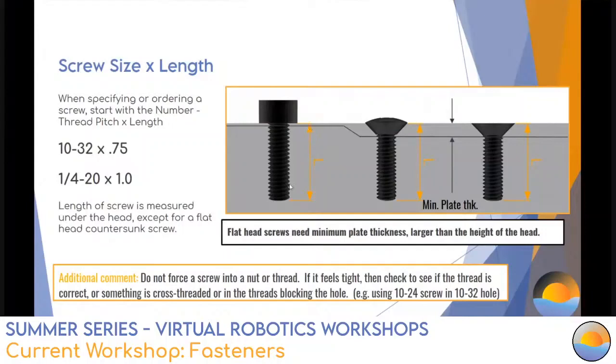And then just another warning: please don't force a screw into a nut or a thread. If it feels tight, check to see if the thread is correct. Something's cross-threaded or in the threads blocking the holes. The screws can break very easily and cause just a big problem later.